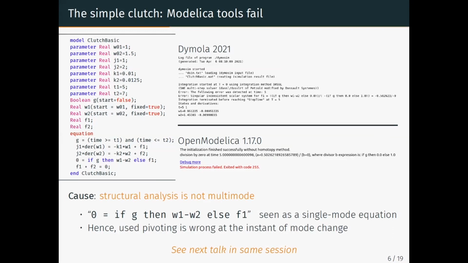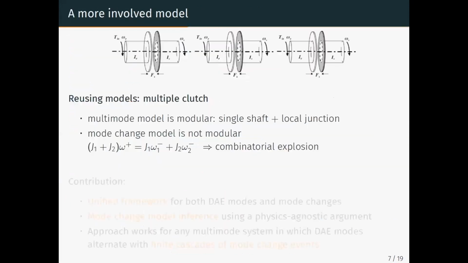As such, it turns out that even adding the right reinitialization statements will not help in this specific case. Moreover, computing the restart conditions by hand becomes near impossible for larger models. Indeed, let us imagine a model of a multiple clutch. The model itself is easy to design in Modelica by instantiating several shaft components and local junctions.